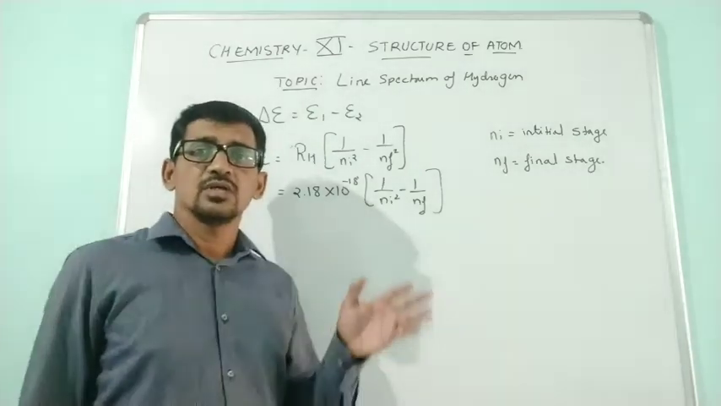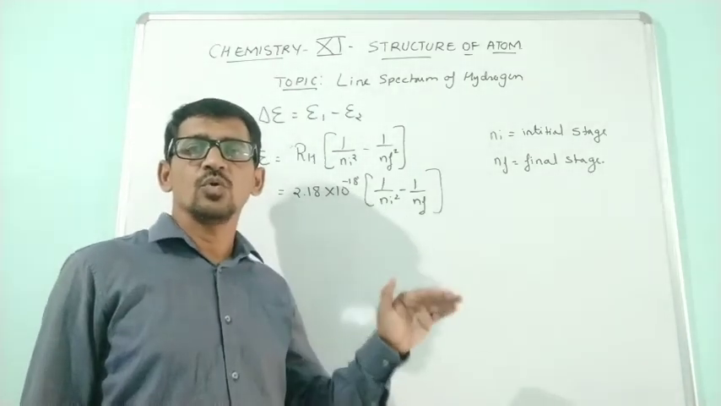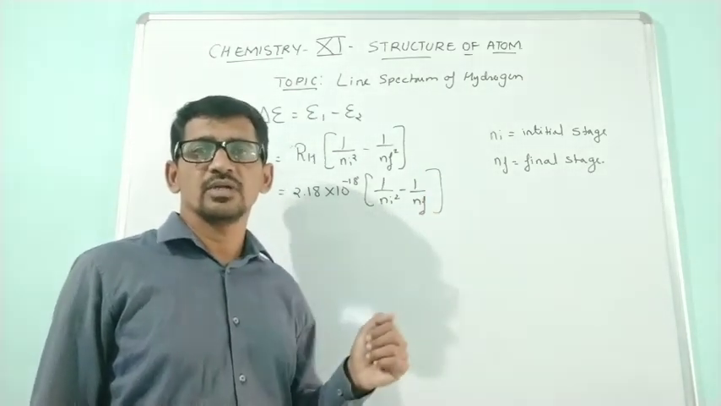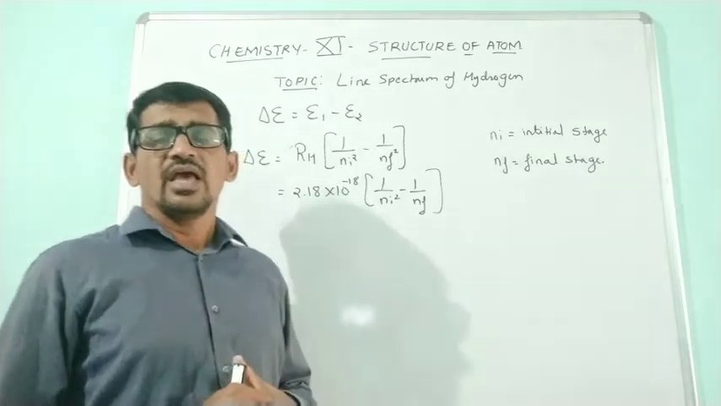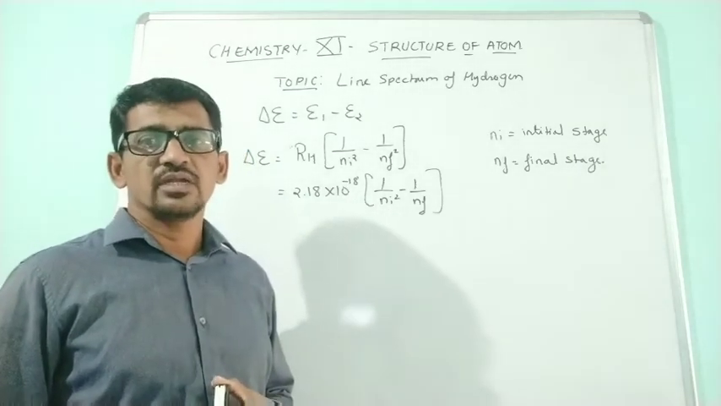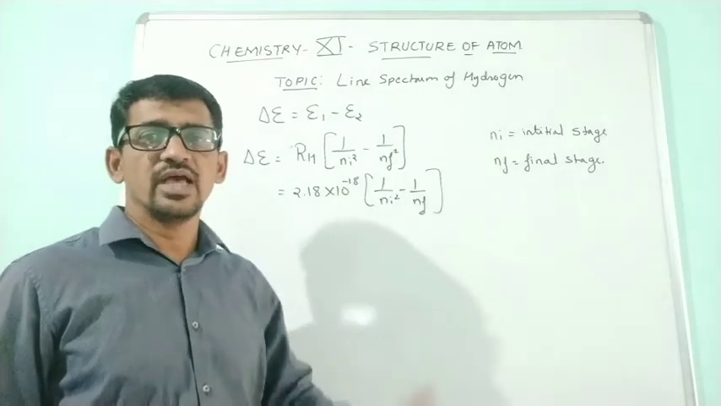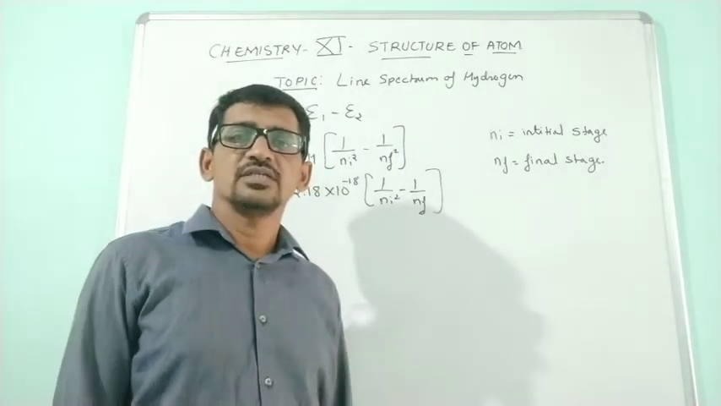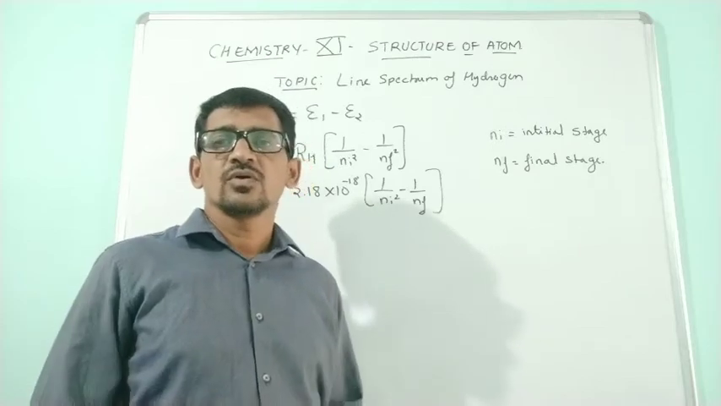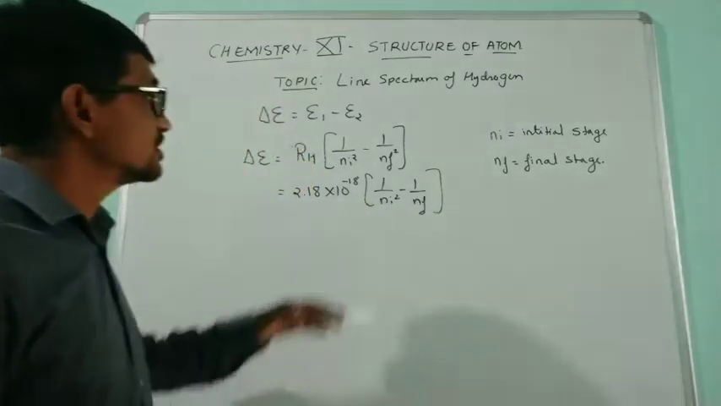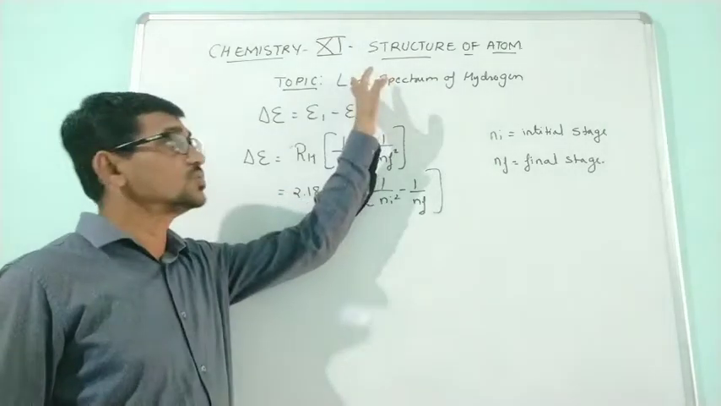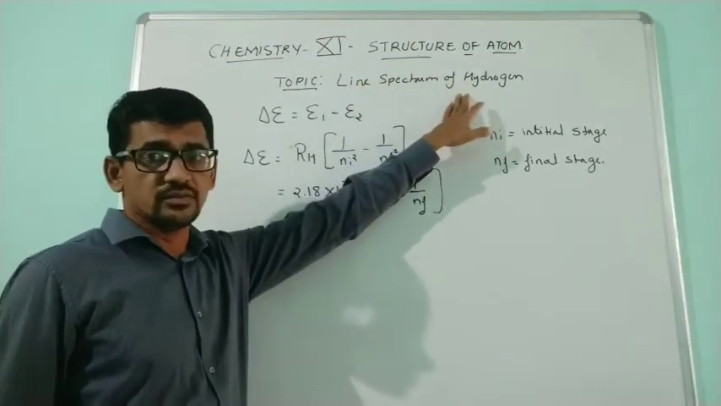If an electron jumps from a lower orbital to a higher energy orbital, then absorption of energy takes place. If an electron jumps from a higher state to a lower state, then emission of energy takes place, or emission of light, or emission spectra. That spectra is known as line spectra.